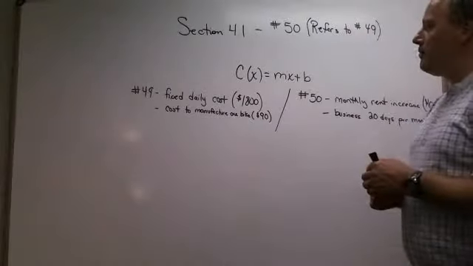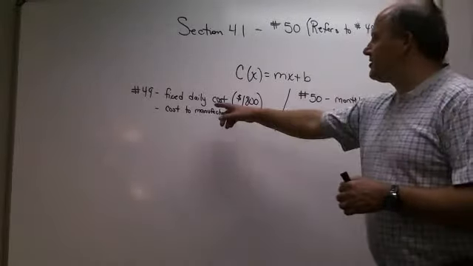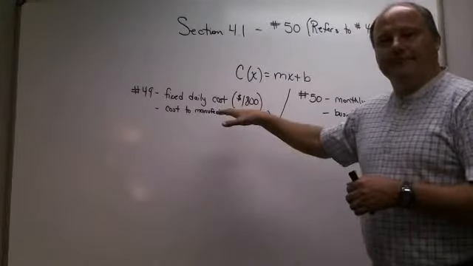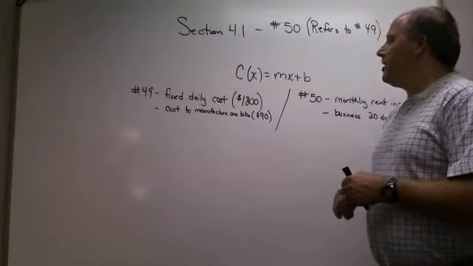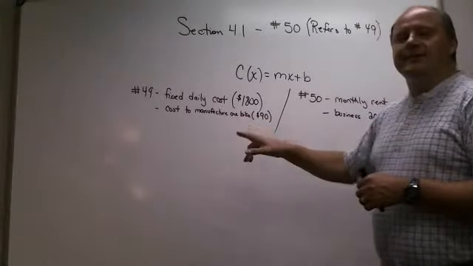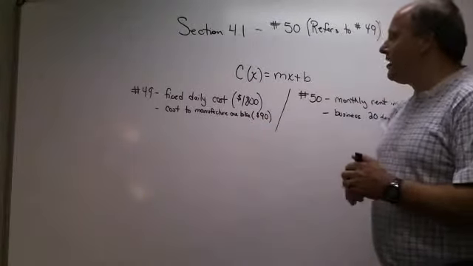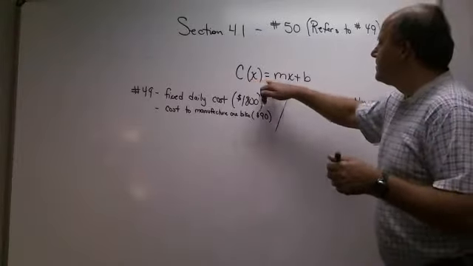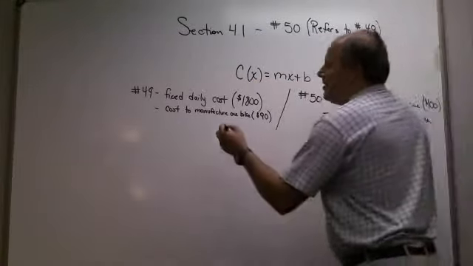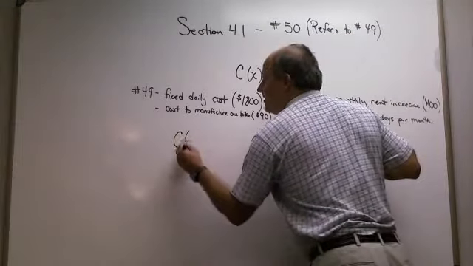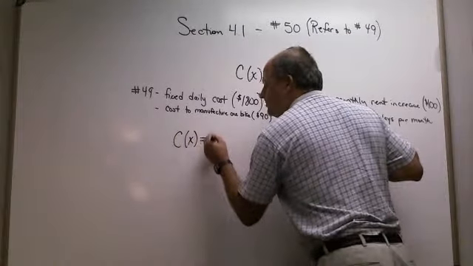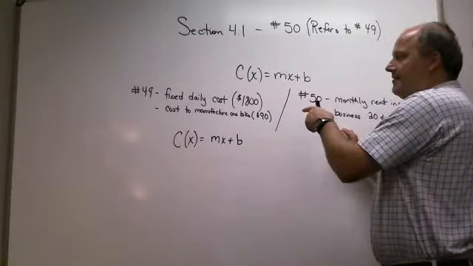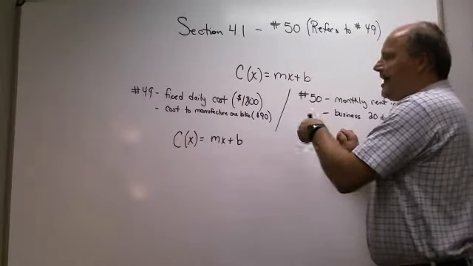Problem number 49 tells us that there's a fixed cost of $1,800 for daily cost. The cost to manufacture one bicycle is $90. So in problem number 49, you have created a formula using cost equals mx plus b. The m represents the slope, of course. But in this case, b represents the fixed daily cost, and it's $90 per bike.